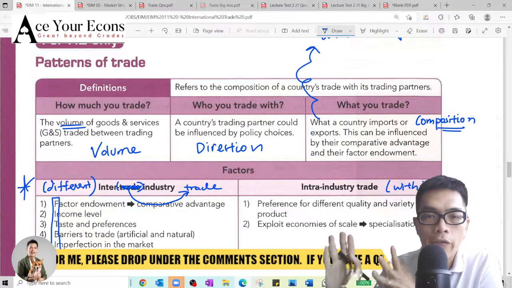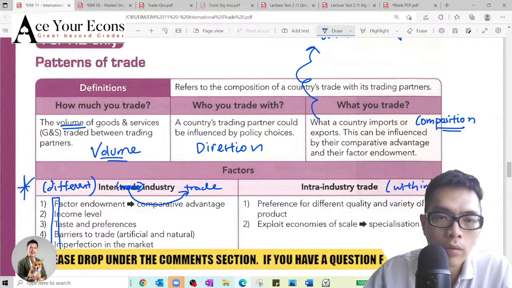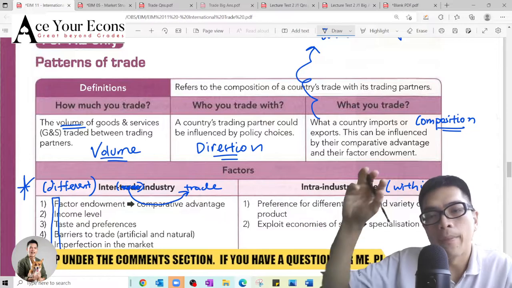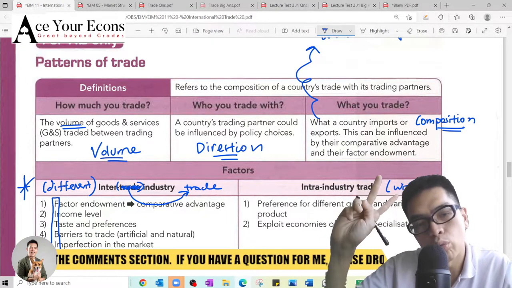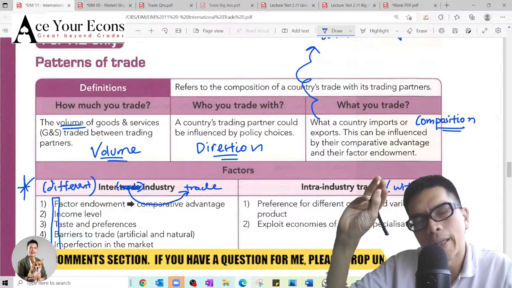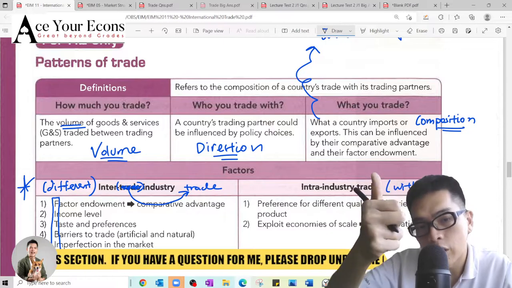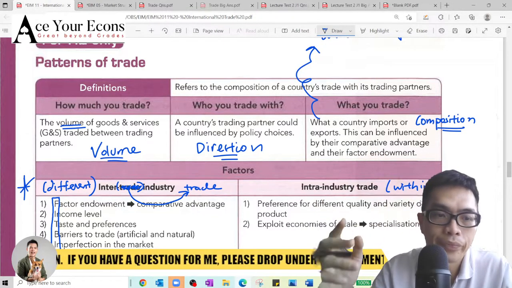Okay, so whatever you address must relate to volume, direction, and composition. Sometimes it can be one of these three components. Sometimes it can be all three. Most of the time it's two. Okay, but there must be an attempt to relate to the parameters of how much, to whom, and what is the composition.